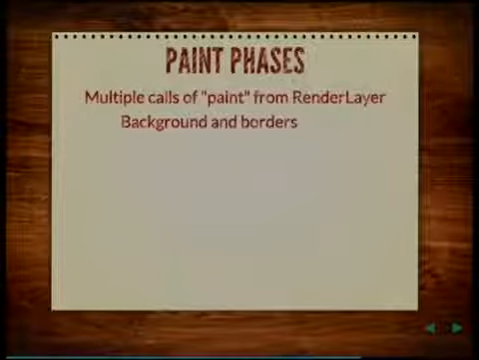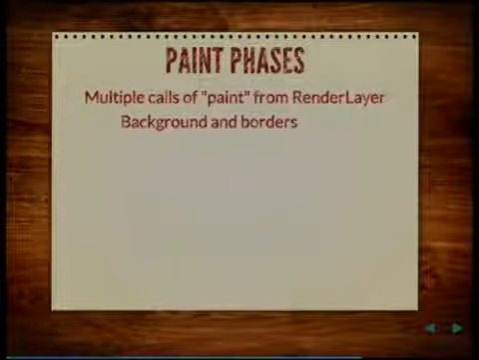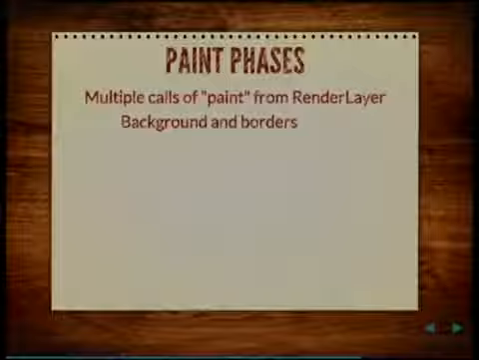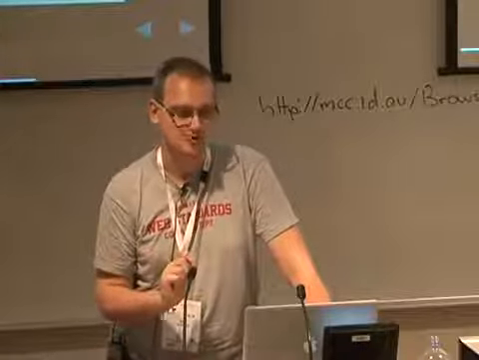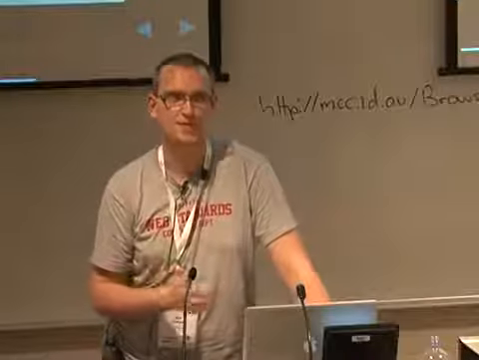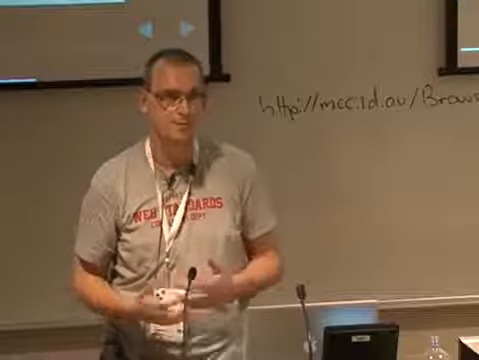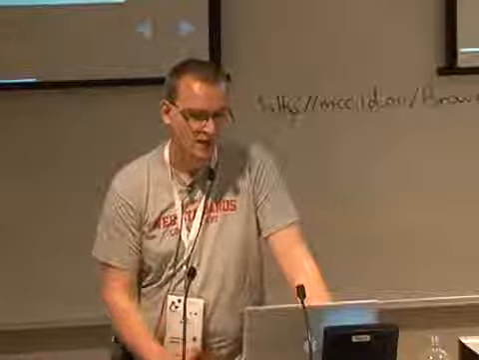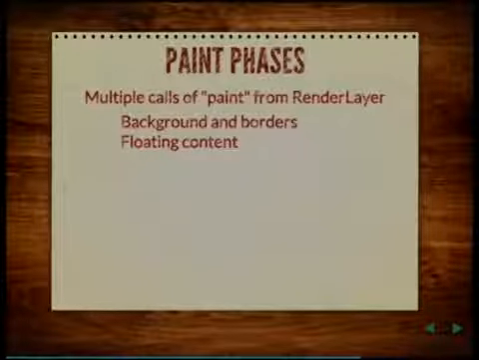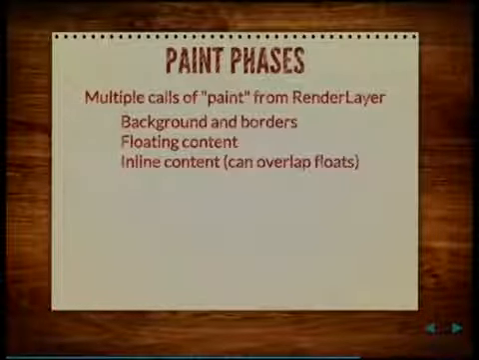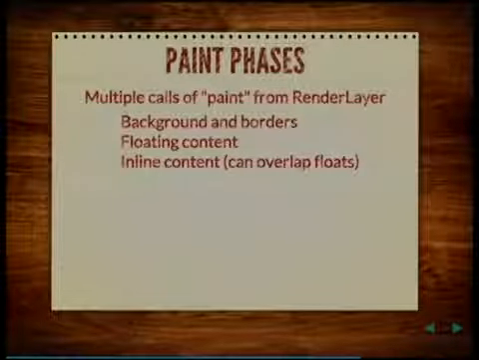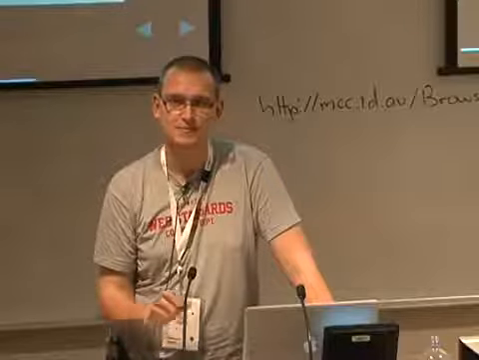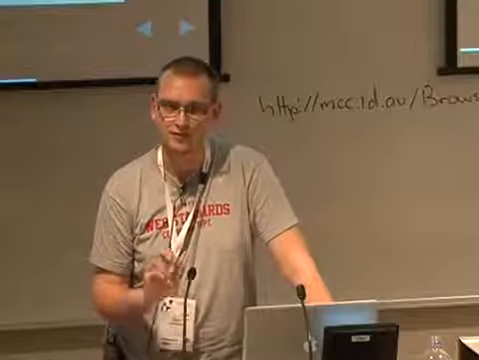And we do it actually in different paint phases. So each render layer calls different paint phases, and each paint phase calls the paint function. So first we draw the background and the borders. That's the paint phase. Then we have the floating content, paragraph for instance. And then we have the inline content that might overflow the floating content. And all these three paint phases require that you call the paint function multiple times.